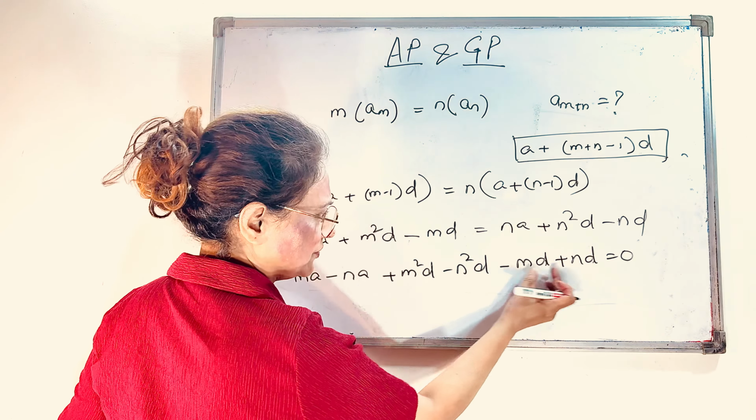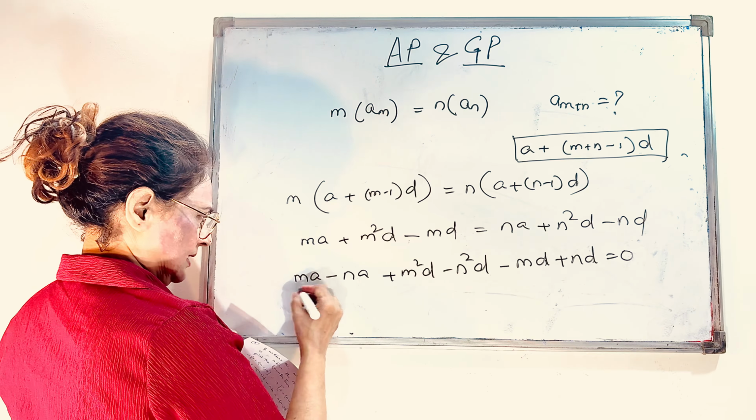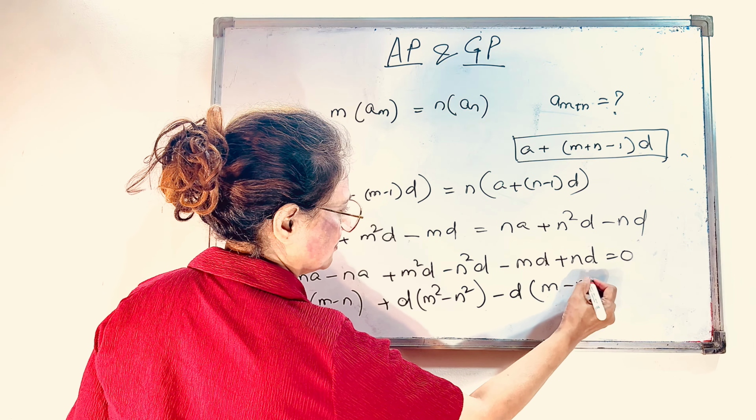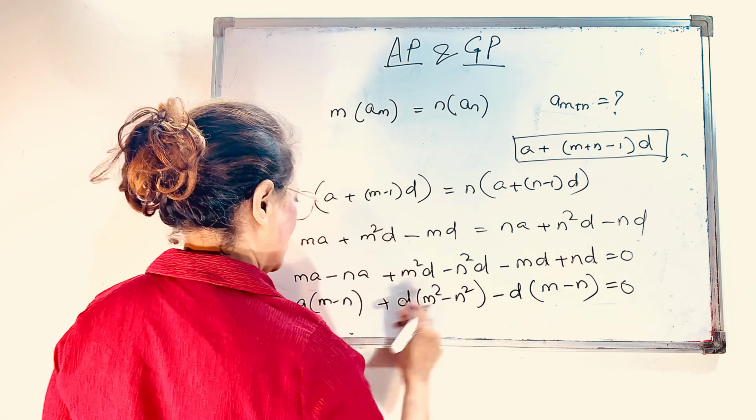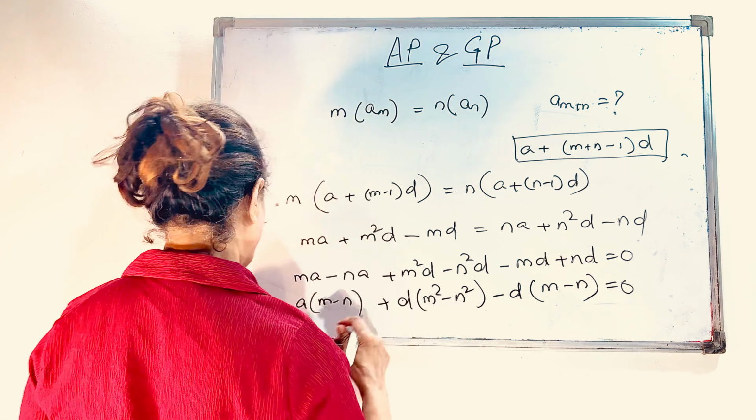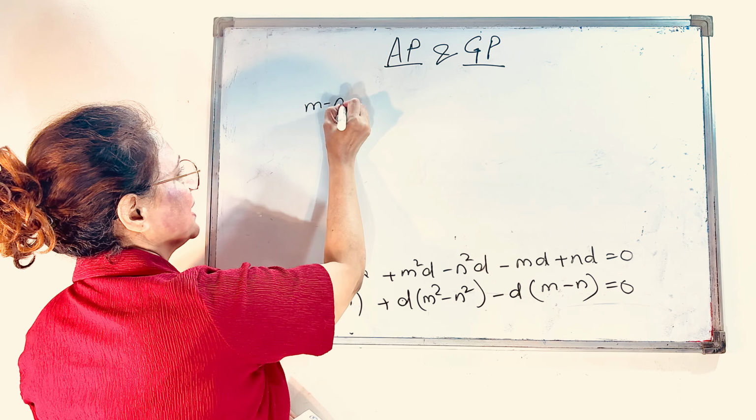I've written m terms first, n later. So like this. Take common: a (m minus n), plus from here d common, m square minus n square. Here minus d common (m minus n), because minus outside, right? Now all the three terms have m minus n with them. So that can be taken out. So let us take m minus n out.